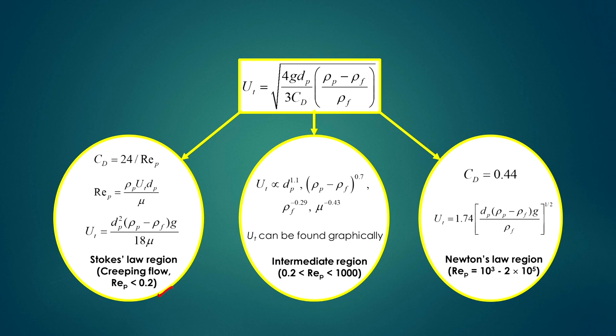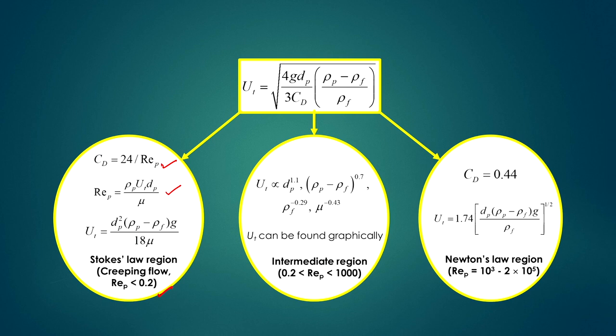So, at this Reynolds number, this Stokes law region, sometimes called creeping flow, is very laminar flow. You will see that the drag coefficient CD will be equal to 24 by REP, that is, the Reynolds number of the particle. How is the Reynolds number of the particle defined? This is rho p ut dp by mu.